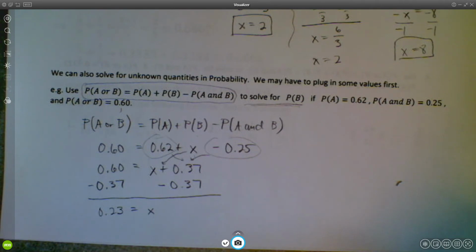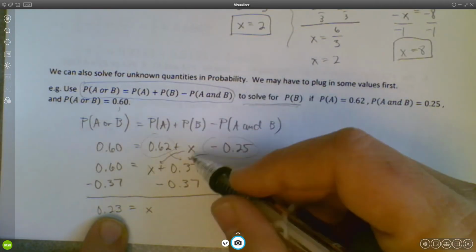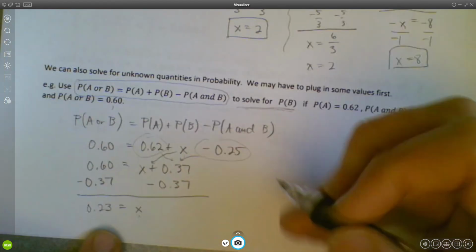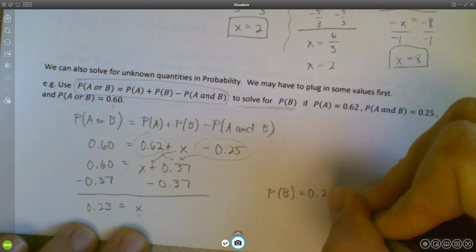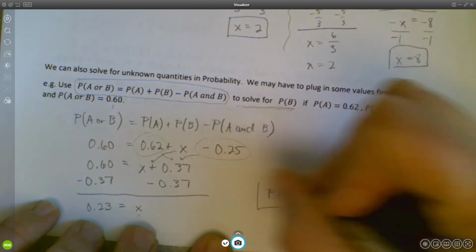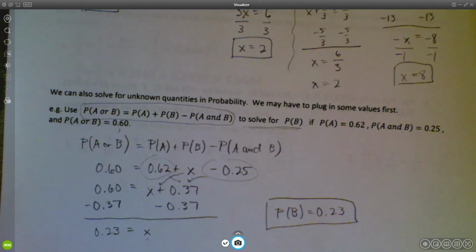And then I'm done, right? So that must be, remember that we replaced probability of B with X, so this must be probability of B, right? So probability of B equals 0.23. Okay. And that's how we do those types of problems.